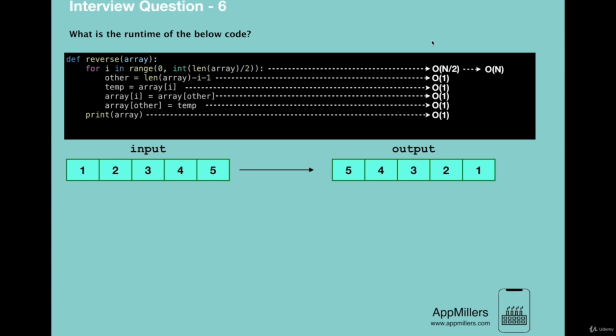So if you combine all these complexities, we know that we drop non-dominant terms. So here our non-dominant terms are these constant time operations, so we will get O(n). So that's it for this question. Let's continue to the next question.